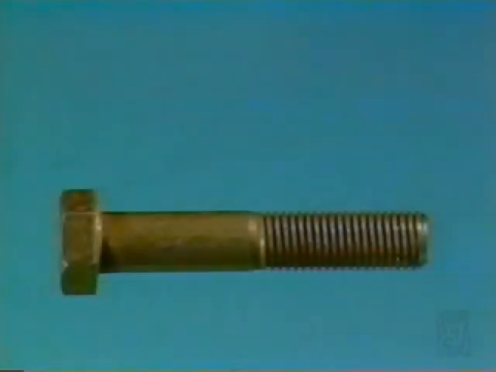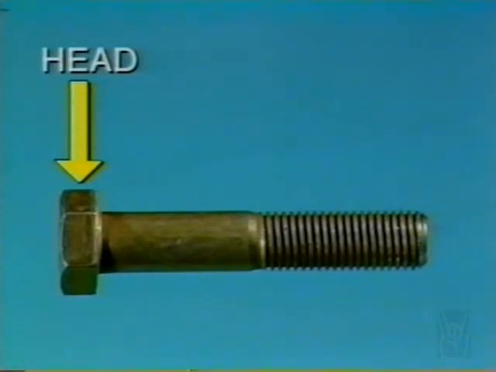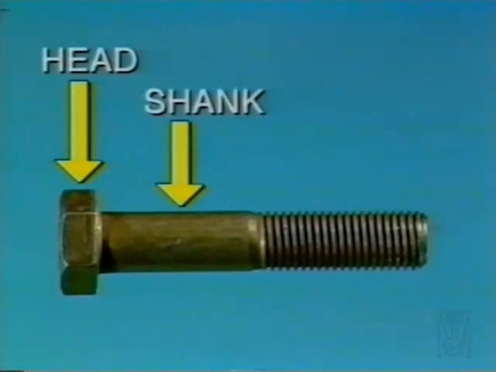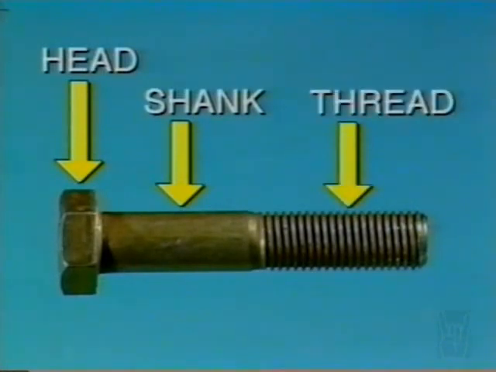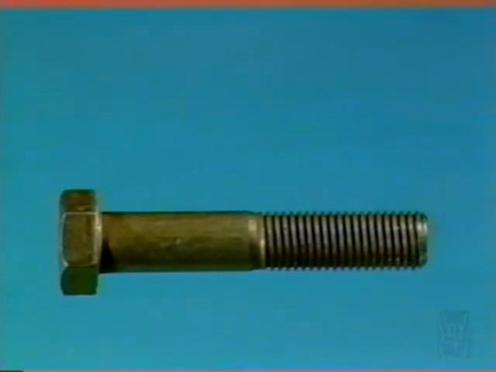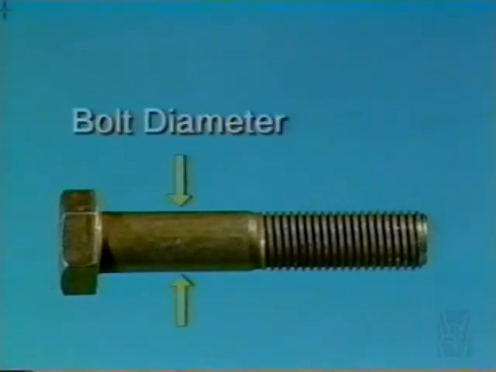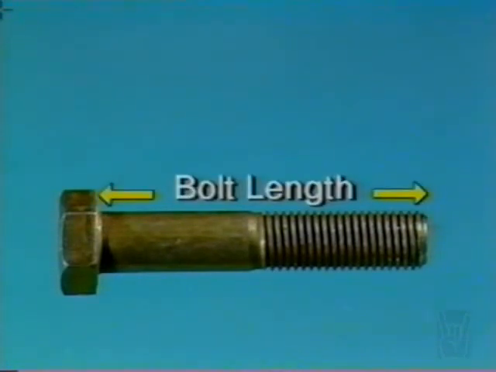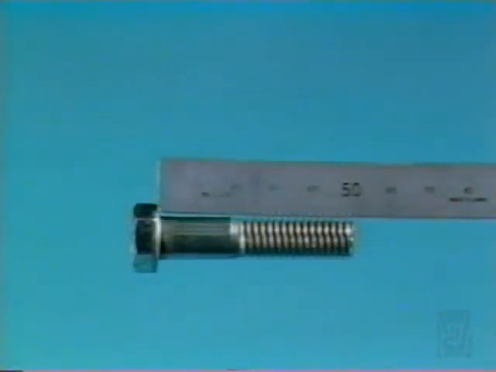Looking at a bolt, we can see that the main parts are the head, the shank, and the thread. When measuring bolts, the bolt diameter is measured on the shank, while the bolt length is measured from the shoulder to the end. This bolt is 50 millimeters long.